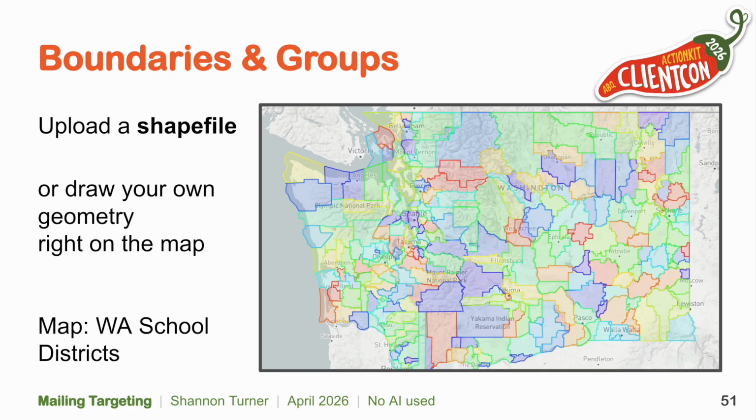Next up is boundaries and groups. So this colorful mess here is the school districts of Washington State. And many local governments make these shapes available to download in a standard format for a variety of administrative divisions, like here with the school districts, but there's so many ones that you'll be able to download and then re-upload into ActionKit in order to do your targeting. So you can find a lot of these on state websites, on city websites, and so on.